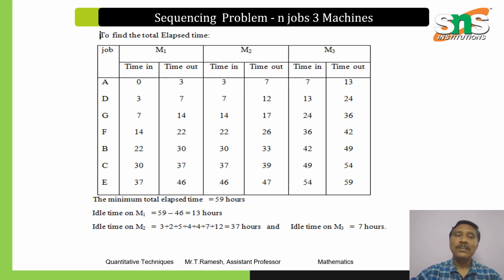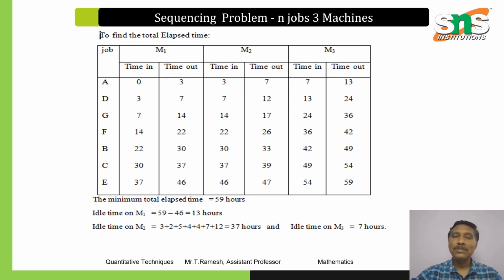Next we take task D on machine 1. But machine 1 is running up to 3 hours. After 3 hours, we start the work. The duration of task D on M1 is 4 hours. So after the 3 hours, we start, so 3 plus 4, 7 hours.